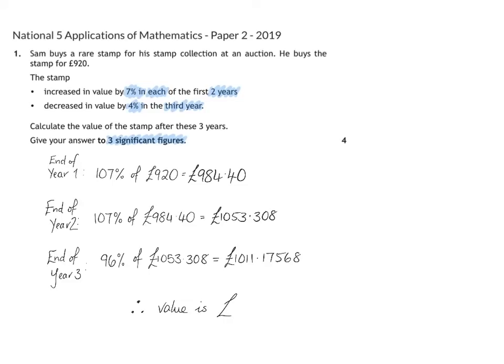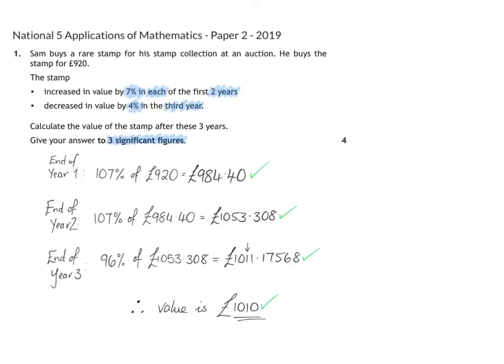So therefore my answer, the value, is to 3 significant figures. My third significant figure is this one here, so that's saying to round to the nearest 10. So we get £1,010. Here we've got 4 marks in this first question, so we need to see where these marks come from. If you do your working this way, it is 1 mark for year 1, 1 for year 2, 1 for year 3, and 1 for our rounded version.